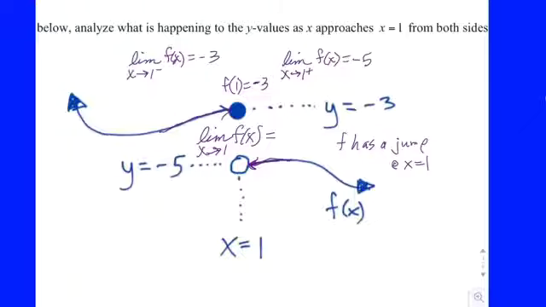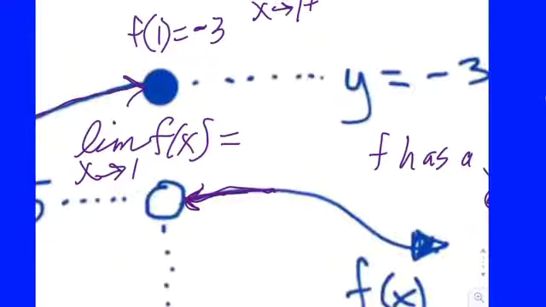Well, the limit from the left was negative 5. The limit from the left was negative 3. The limit from the right was negative 5. Does negative 3 equal negative 5? No. So the general limit doesn't exist.